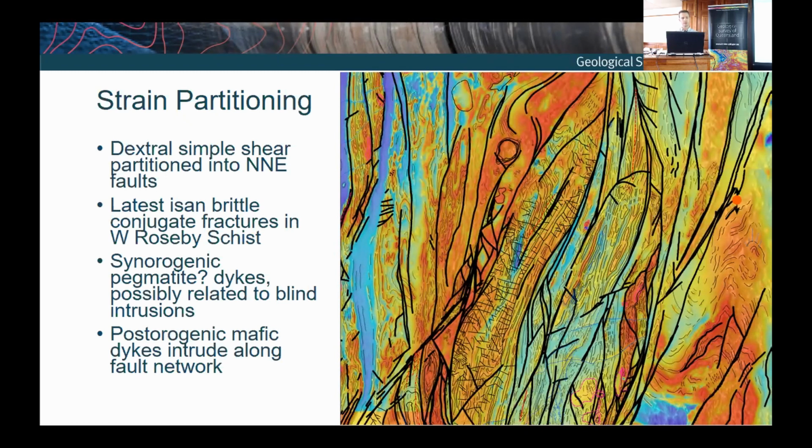This is the interpretation that I've made, and the Roseby belt is really a lot of dextral and transpressional deformation related to the main and late Isan.